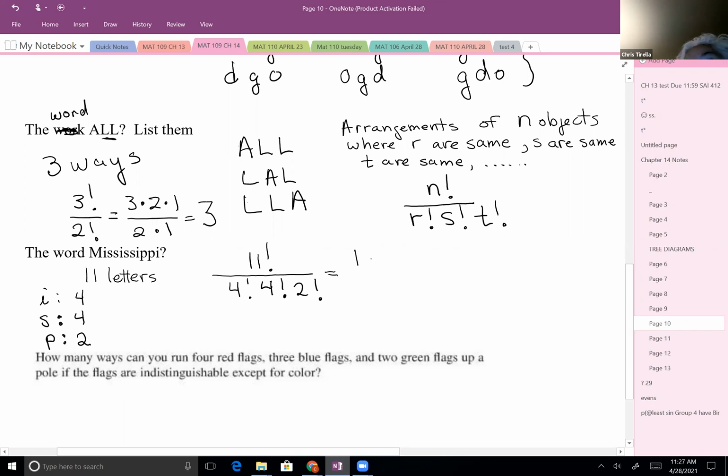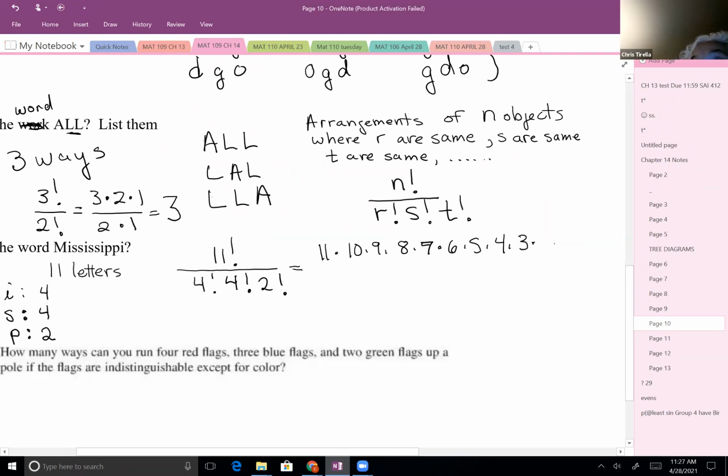And so to work this out, it would be 11 times 10 times 9 times 8 times 7 times 6 times 5 times 4 times 3 times 2 times 1. Over in the denominator, I'd have 4, 3, 2, 1. Then I'd have 4, 3, 2, 1. Then I'd have 2, 1.